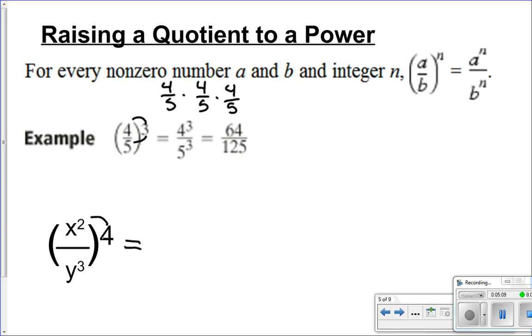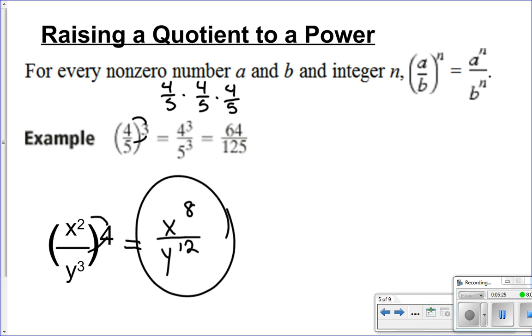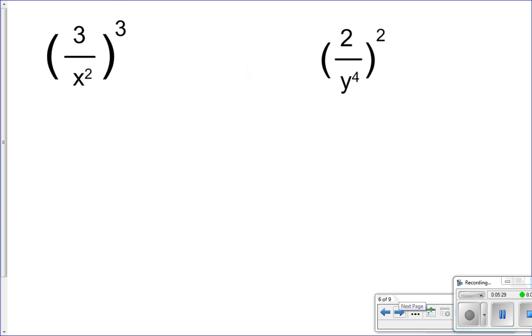I'm going to distribute the 4 to both the numerator and denominator, and I get x to the 8th, because 2 times 4 is 8, because this is a power raised to a power. And I get y, 4 times 3, to the 12th. So it's x to the 8th over y to the 12th. So now try and apply that to these two problems right here.